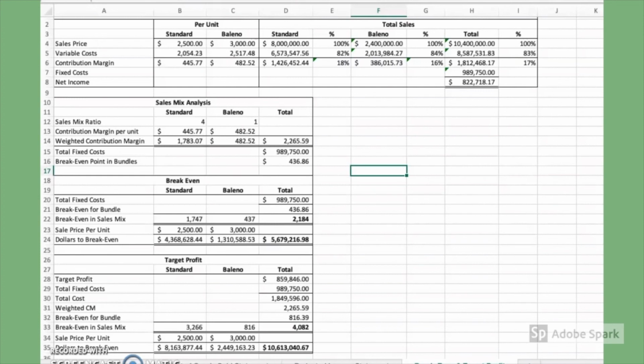So now we'll look at our sales mix and break-even point. So our sales mix was a 4-to-1 ratio. So that means for each Baleno model sold, it'll also be sold with 4 other standard models. Then we multiply this by our contribution per unit, which we had calculated above, and we get a weighted contribution margin total of $2,265.59.